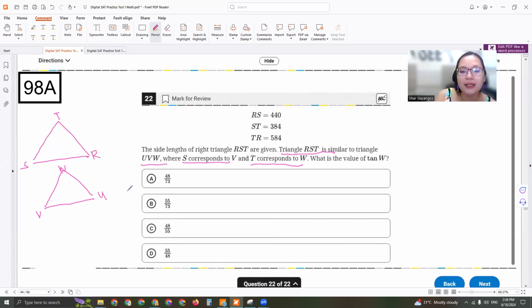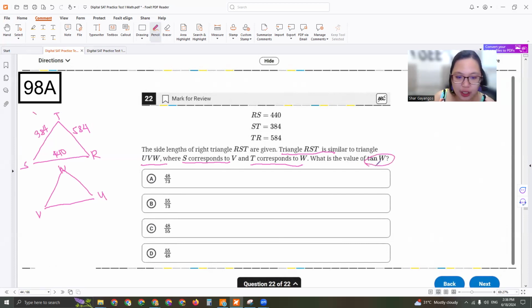All right. And then we're given RS is 440. ST is 384. And then TR is 584. So what do we know about similar triangles? They are proportional, right? The ratios of the triangles should be the same. And we are looking for tangent W.